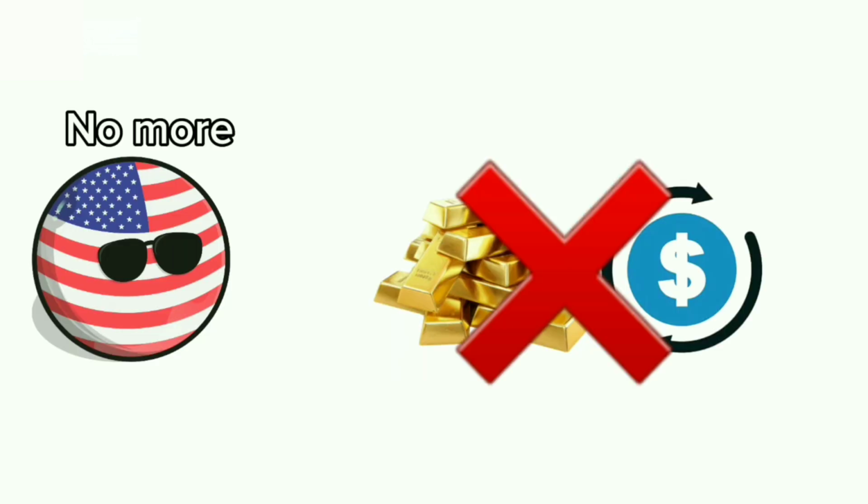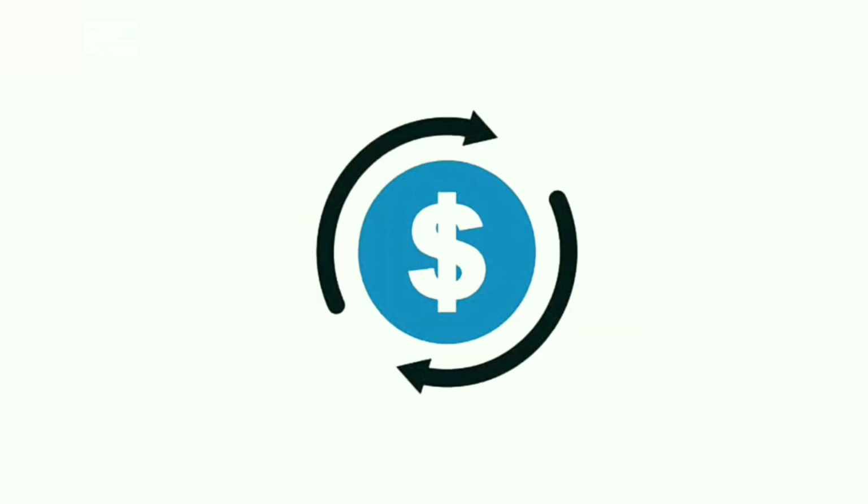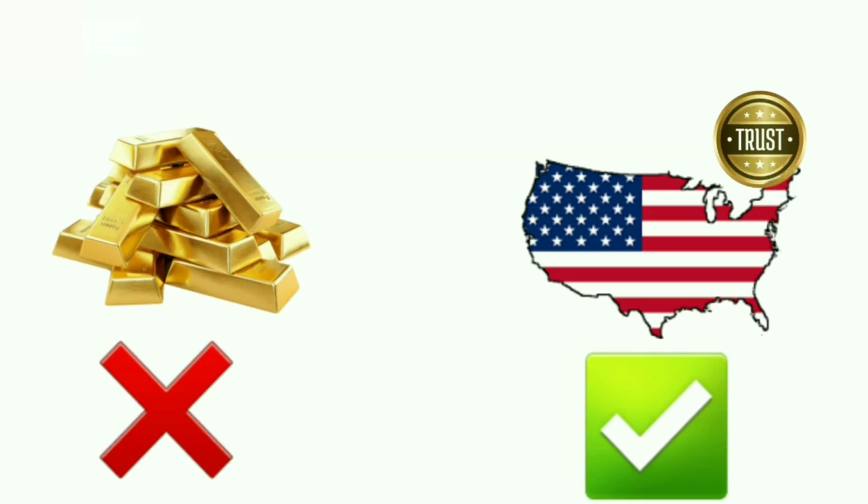But in 1971, the U.S. ended the gold standard under President Nixon. The dollar was no longer backed by gold. It became a fiat currency, meaning its value depends on trust in the U.S. government and economy rather than a physical commodity.